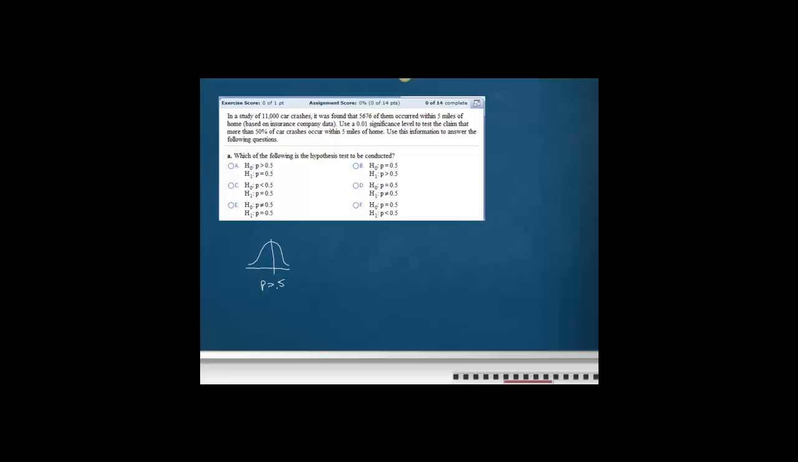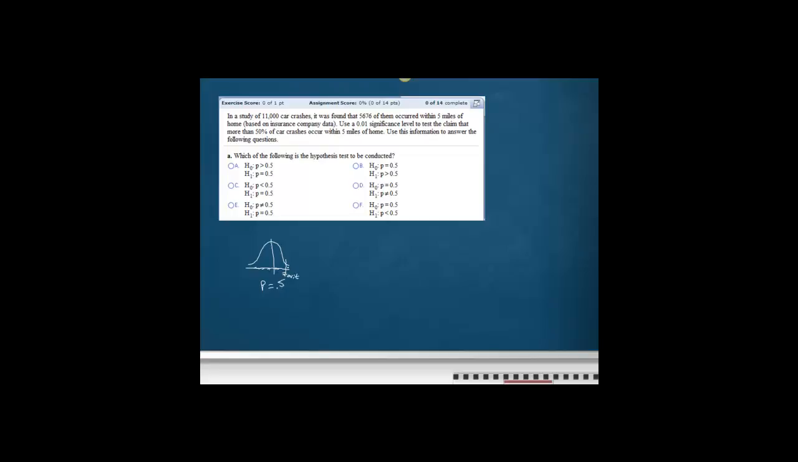We're going to test that more than 50% of car crashes occur within 5 miles of home. So we're testing that the population proportion is greater than 0.5. If our sample statistic landed anywhere to the left, that certainly wouldn't support that the population proportion is greater than 0.5. If our sample proportion landed a little bit to the right, it wouldn't necessarily convince us either. So right here in the middle, we mark p equal to 0.5, and then put our critical region over here to the right.